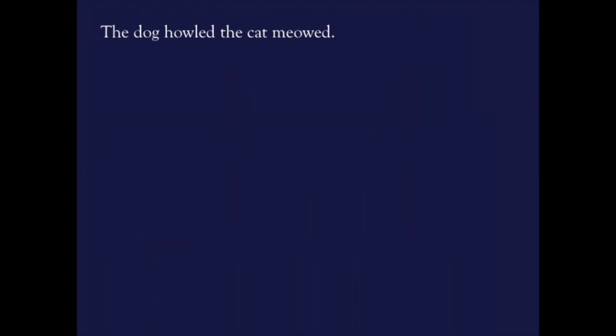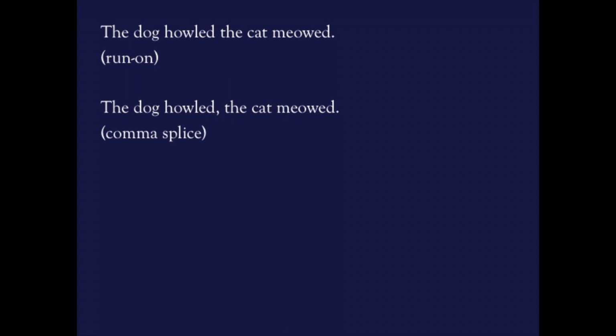So here we have the dog howled, the cat meowed. We have two verbs and two subjects, or two actions, howled and meowed, and two actors, dog and cat. We have two verbs and two subjects, but no end punctuation, no periods separating the two sentences, and no conjunctions combining them together. So since there's no punctuation where that period could go, this is considered a run-on. If we place a comma where that period could go, now it's a comma splice. But it's only considered a comma splice if the comma appears where a period could go.